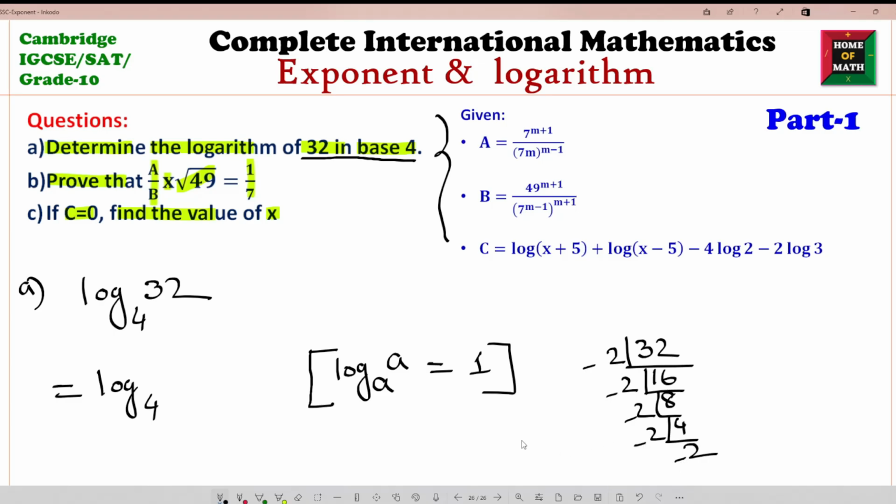Now look, here is 5, which means we can write this as 2 to the power 5, right? 2 to the power 5 means 32, but here the base is 4. Our target is to make 4. So in this case, we can write root 4, and root 4 means 2, and the power is 5. So we can write like this: root 4 to the power 5.